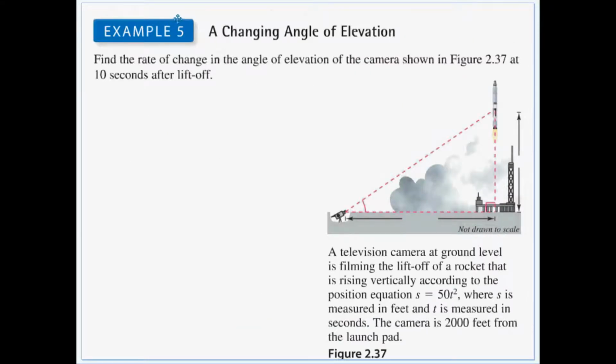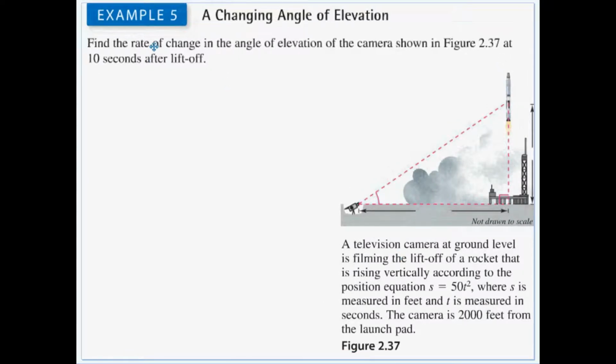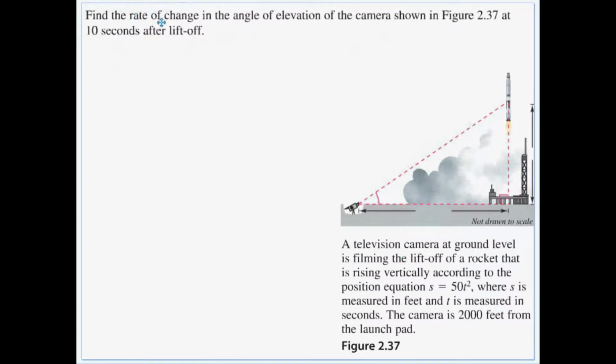Example 5, we've got a shuttle launch and we want to track that launching shuttle with a camera. So the angle of the camera is going to be changing. Let's see what they say. Find the rate of change in the angle. Ooh, that's going to be an easy one. Find rate of change of the angle of the camera shown in the figure 10 seconds after liftoff.